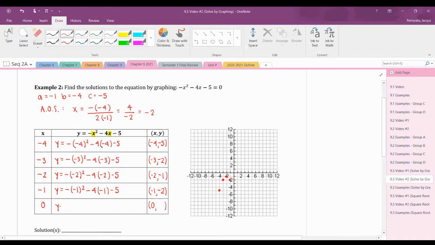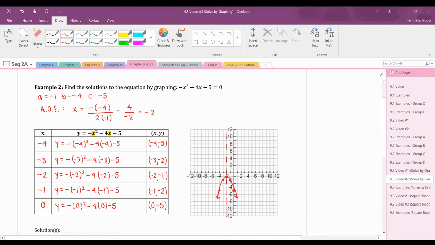And then finally, when I plug in 0, we'll have negative and then 0 squared minus 4 times 0 minus 5. Notice that all the terms that contain 0 essentially are going to cancel, and that's going to leave you then with -5. So 0 means I don't move left or right. I'm just moving down to the -5 on the y-axis. So notice that here is my lovely parabola. If I wanted, I could draw in the axis of symmetry. Remember, it is that vertical line that goes through the vertex.